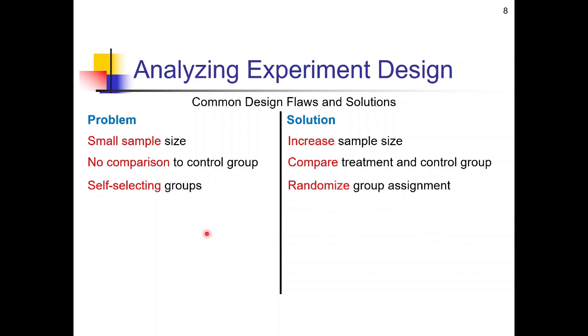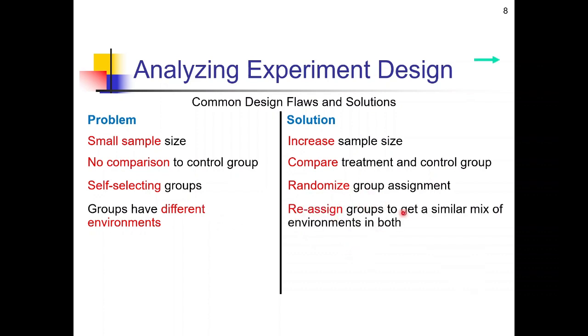And another issue that sometimes presents a problem is if your control and your treatment groups have different environments. That's introducing other variables other than the one you might actually be testing for. So one way you might be able to fix this, and it might be feasible or not, is to try to reassign the groups to get a similar mix of environments in both groups. For an experiment, you might actually tell people, hey, go to this other living situation, and maybe if you're paying them enough, they'll do it for you. If it's a study, then you can just change which people you put into which groups.